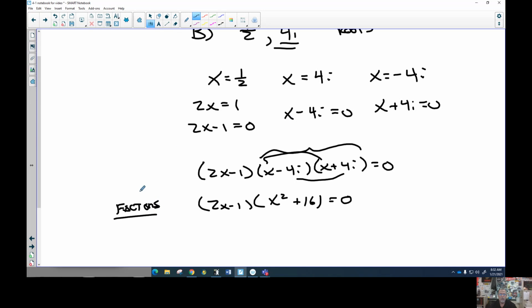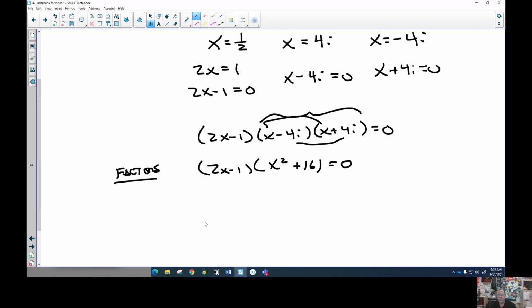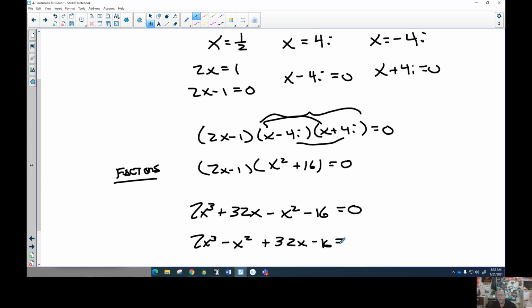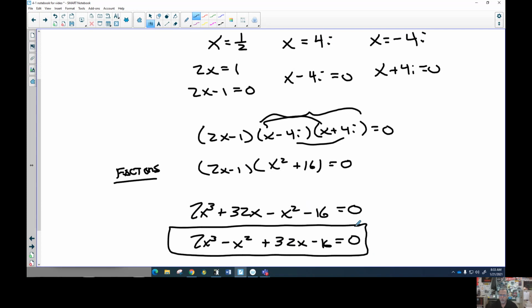As you do these, we want to see that from your roots, you got your factors, and now we multiply this out to get our actual equation. So now we have 2x times x squared gives me 2x cubed. 2x times 16 is a positive 32x. Inner would be a negative x squared, and last is minus 16. And again, when I write this in standard form with decreasing degree of the variables, we would have this. And that would be our equation. Remember, always the equals 0. It's an equation, so it has to have an equal sign.